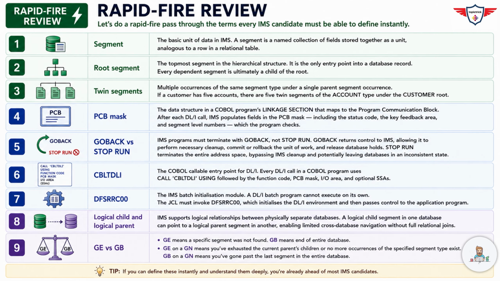Now the next one is PCB mask. It is basically a data structure in the COBOL program linkage section that maps to the program communication block. So after each DLI call, IMS populates the fields in the PCB mask, including the status code, the key feedback area, and the segment level number.